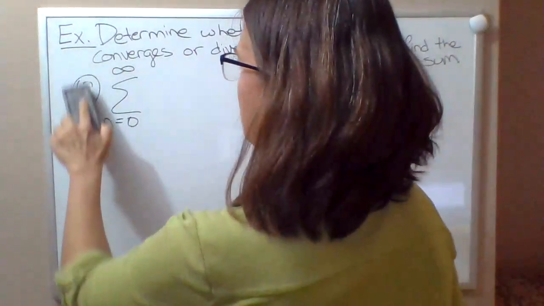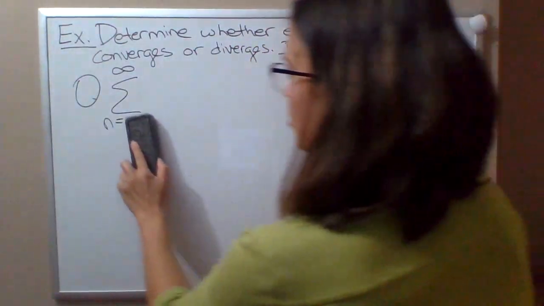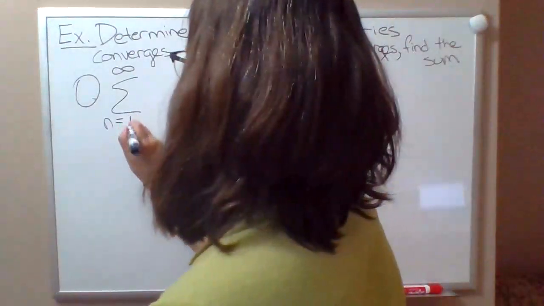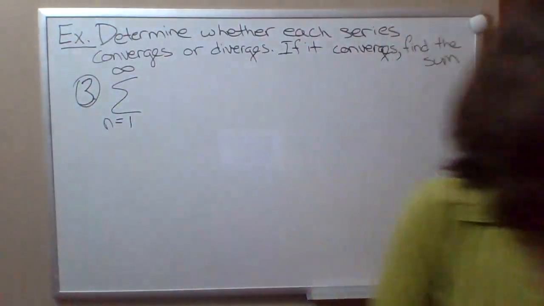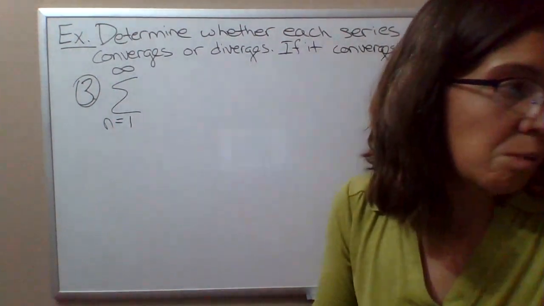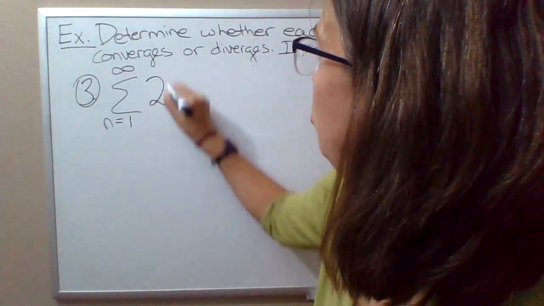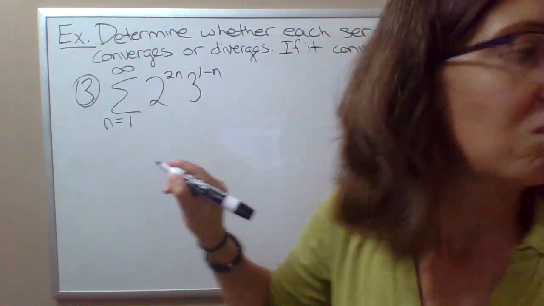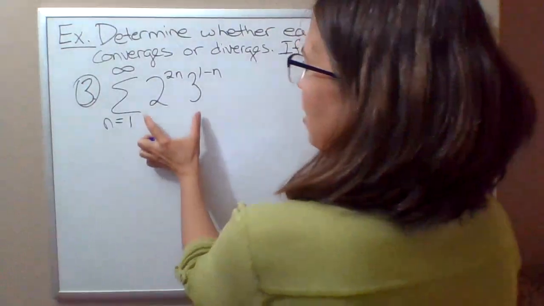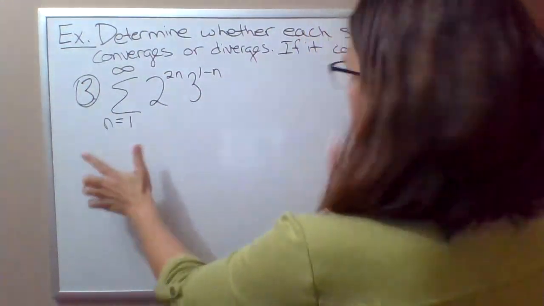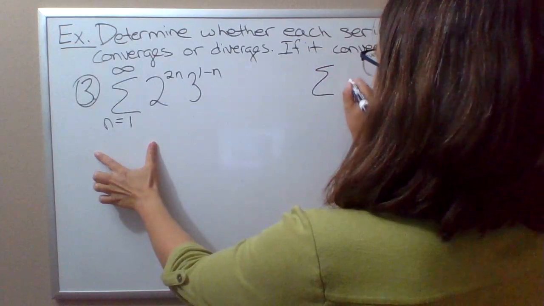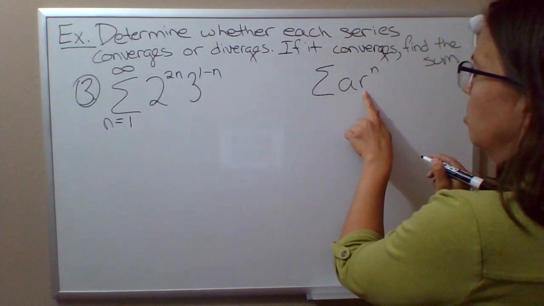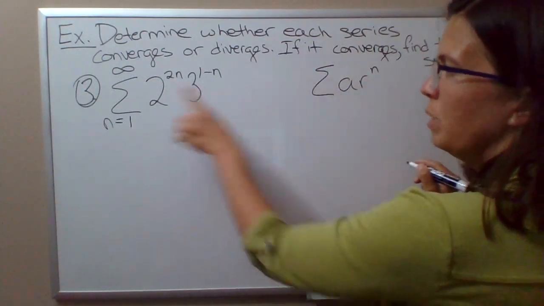Okay, so one more example. This one I have n starting at 1. So the sum from 1 to infinity, this is example number 3. And what I gave you is a little messier. So I gave you 2 raised to the 2n times 3 to the 1 minus n. So this is a bit of a mess. We would like to see our geometric series in the form some constant times a constant raised to the n. So we need to clean this up.